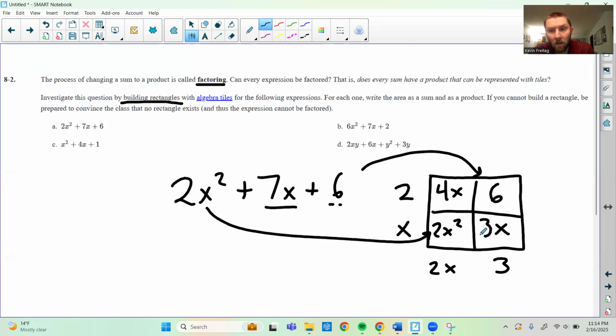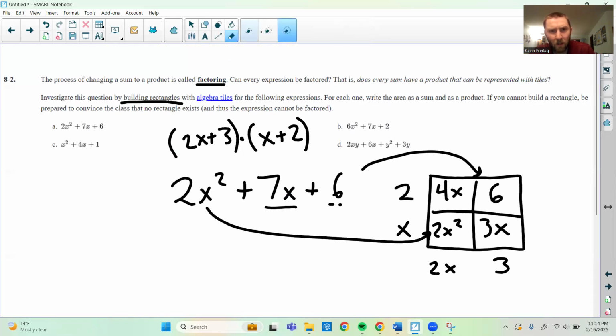But I've now made a perfect rectangle with that pile of tiles, and the dimensions across the bottom are 2x plus 3, and up the side, x plus 2. And if you were to make a generic rectangle with those dimensions and multiply them, you would get 2x squared plus 7x plus 6. Okay?